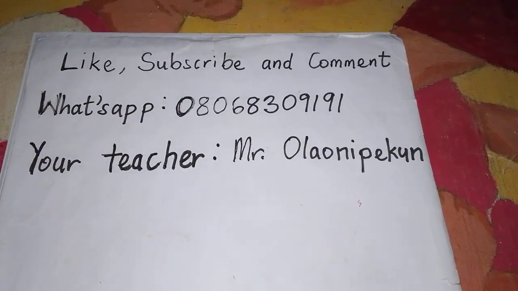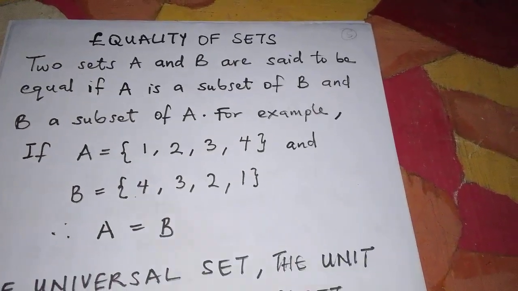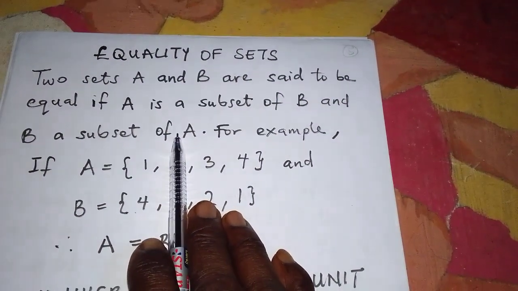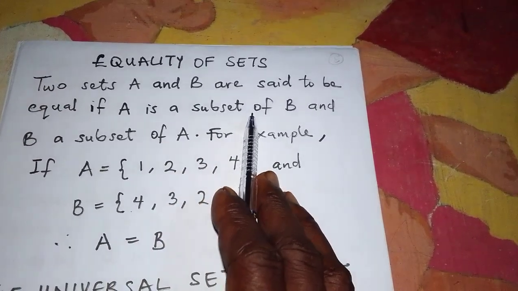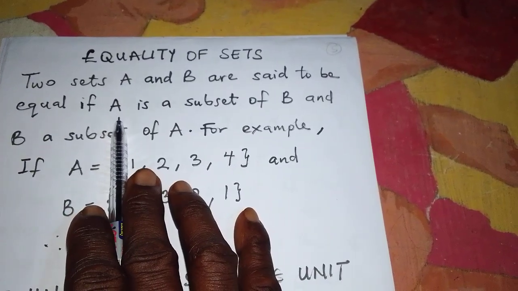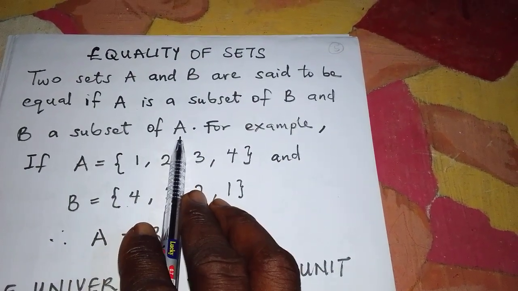Hello students, today we are still on sets. We want to consider the equality of sets. When you talk of the equality of sets, two sets A and B are said to be equal if A is a subset of B and B is a subset of A.